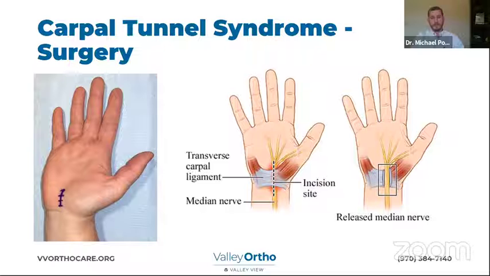So the procedure itself only takes about 10 or 15 minutes. Post-operatively, I have patients keep a bandage on for 3 days. After 3 days, they can take the bandage off and get the hand wet under running water. Patients can use the hand for light activities right away. I just ask that they avoid any heavy activities for about 2 weeks after surgery. Around that 2-week mark, we see each other back in the office, take stitches out, and let folks go back to doing whatever sort of activities they want to do.